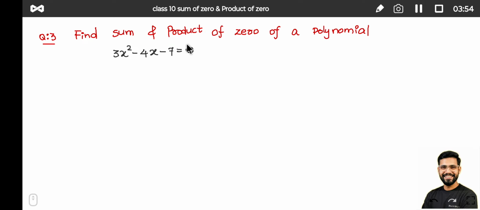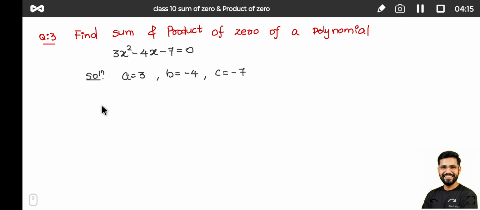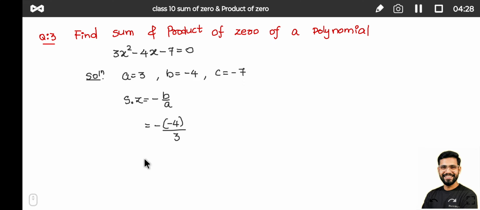The question is: find the sum and product of zeros of the polynomial 3x square minus 4x minus 7 is equal to 0. First of all, a, b, c. Here a is the coefficient of x square, which is 3. The value of b, the coefficient of x, is minus 4. And the value of c, the constant term, is minus 7. If you apply the formula, the sum of zeros is given by minus b upon a. So minus sign of the formula, b is minus 4, upon a, which is 3. Minus minus gives plus, and the answer is 4 upon 3.